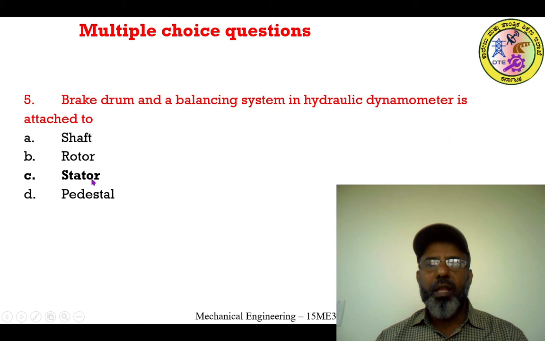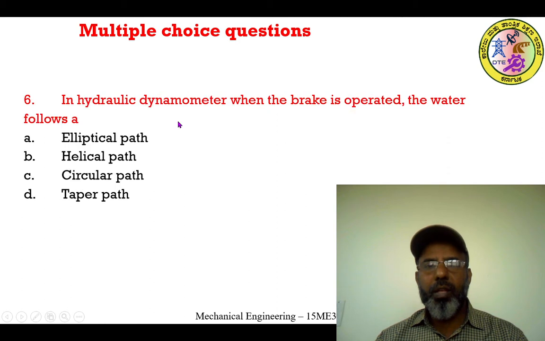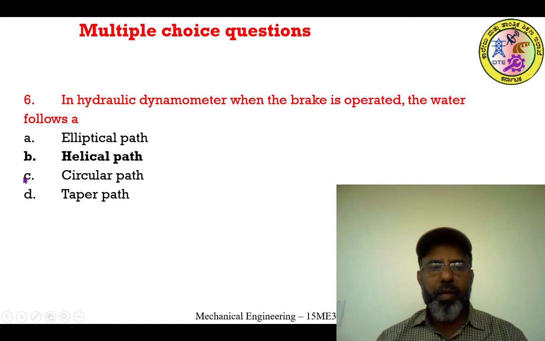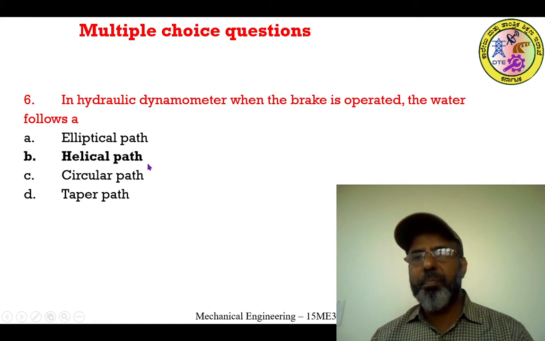The next thing you should remember: in a hydraulic dynamometer, when the brake is operated, the water follows a dash path. Your time starts now. Elliptical path, helical path, circular path, taper path. The correct answer should be B, that is helical path.